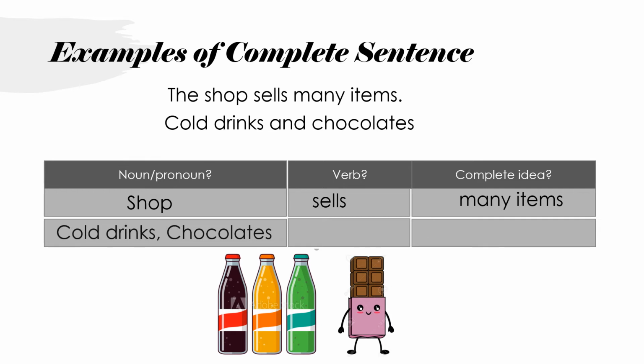Does this have a noun? Yes, cold drinks and chocolates are nouns. Does this have a verb? No, it does not. So, do we get a complete meaning out of this sentence? No, we don't. So, "cold drinks and chocolates" is not a complete sentence.